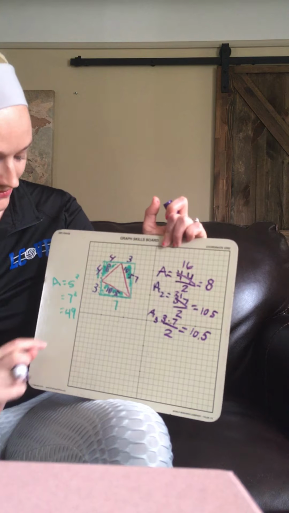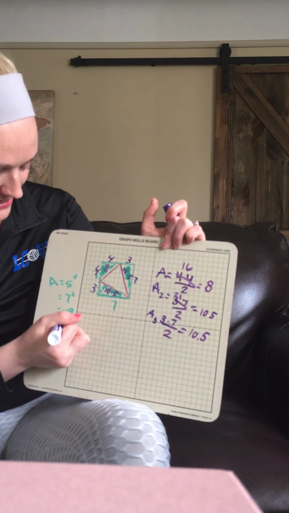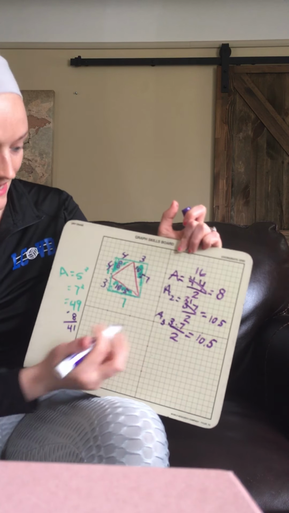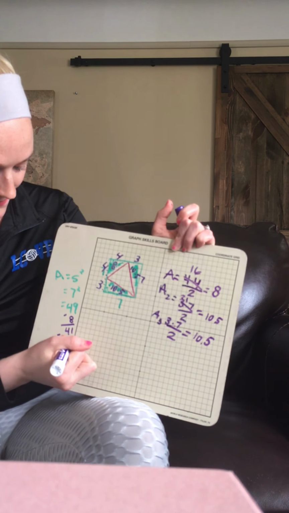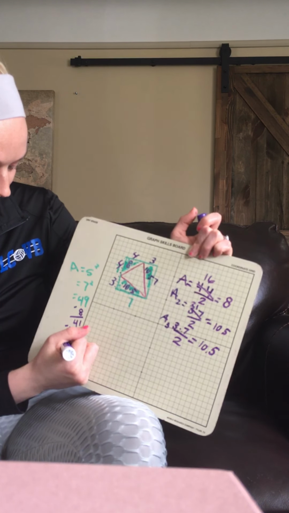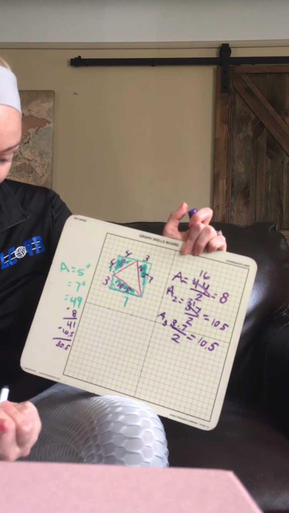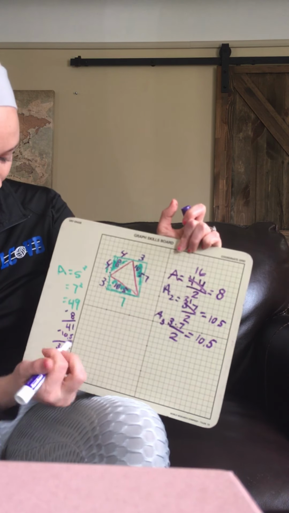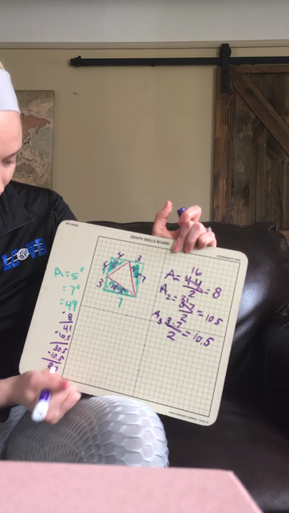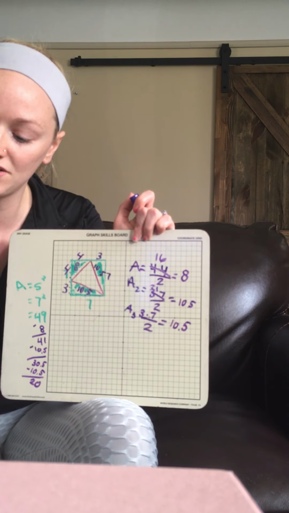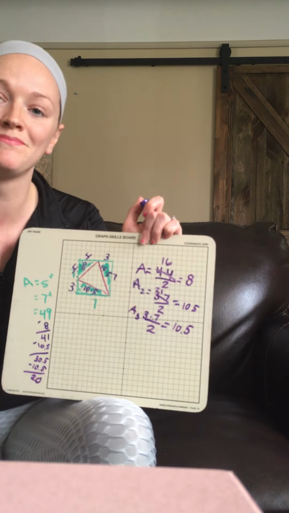If I do that, 49 minus 8 gives me 41. Then I'm going to subtract 10.5. So 41 minus 10.5 is 30.5. And then minus another 10.5 for that third triangle will give me 20. Therefore, the area of that triangle which I was trying to find was 20.